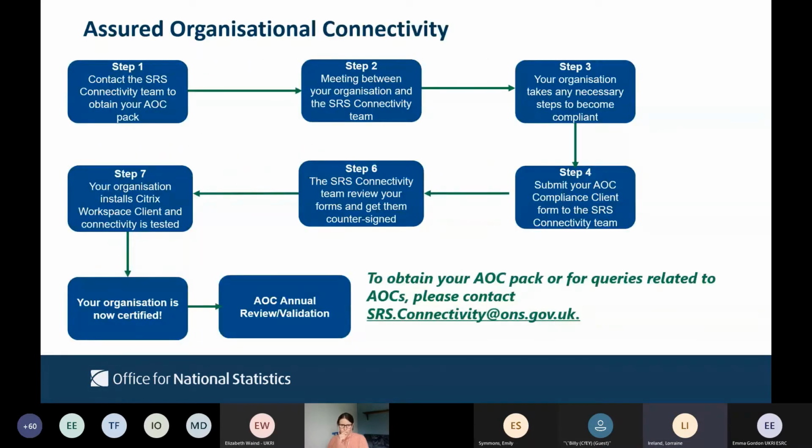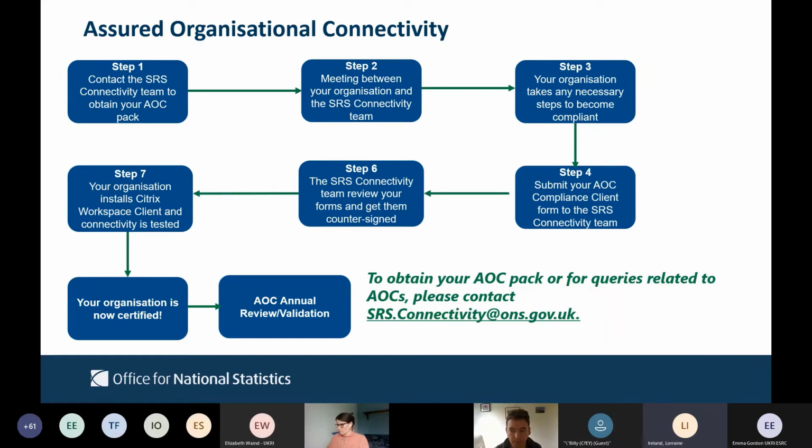This slide shows you the steps of how you become an assured organisational connectivity. You usually complete this or apply to SRS connectivity, ons.gov.uk, in connection with applying online with your accredited researcher application and project application. Step 1 is to contact the connectivity team to obtain your AOC pack. A meeting is then organised between the organisation and the SRS connectivity team. Your organisation must take any necessary steps to become compliant.